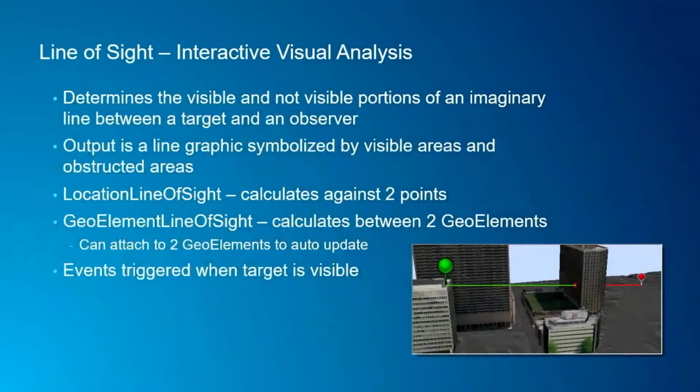So the interactive visual analysis for line of sight determines the visible and not visible portions of that line between the target and the observer. The output is a line graphic symbolized by the visible and obstructed areas. The key is that you don't have access to that graphic to persist that anywhere. It's literally just displayed within a scene overlay. And then there's a number of different types of line of sight analysis. And another key point is you get events triggered when the target is visible or not visible.